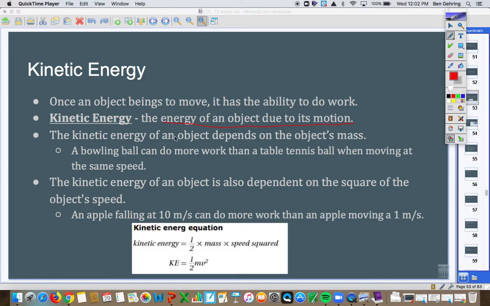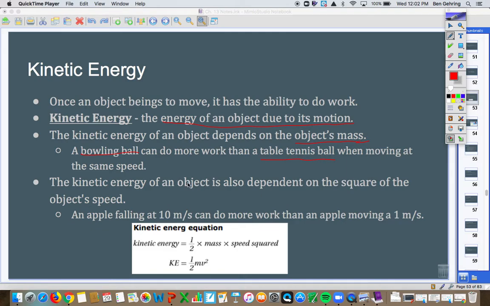So anytime an object is being moved or an object begins to move, it has the ability to do work, and that's this kinetic energy. So this kinetic energy depends on two things. One, it depends on the object's mass. Bigger objects moving have more kinetic energy than smaller objects moving at the same speed. For example, a bowling ball can do more work than a table tennis ball when moving at the same speed. So you have a bigger bowling ball, you have a smaller table tennis ball or ping pong ball. Obviously, the bowling ball can do more damage, do more work.